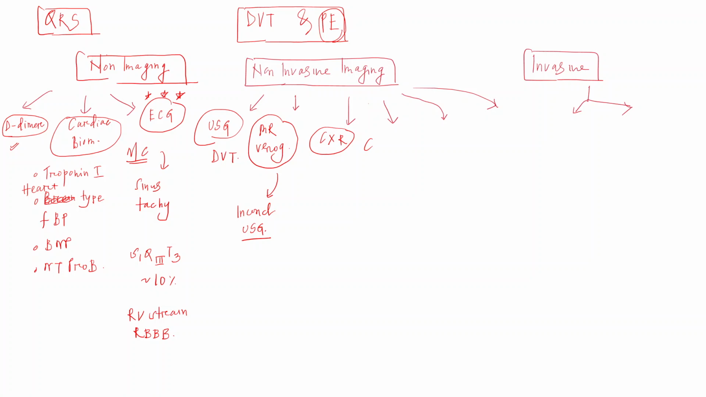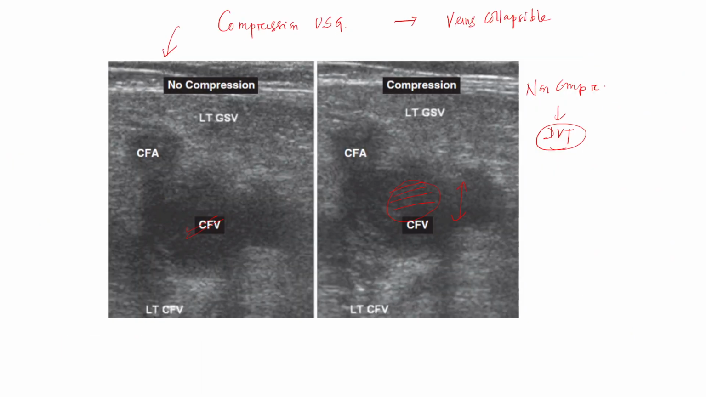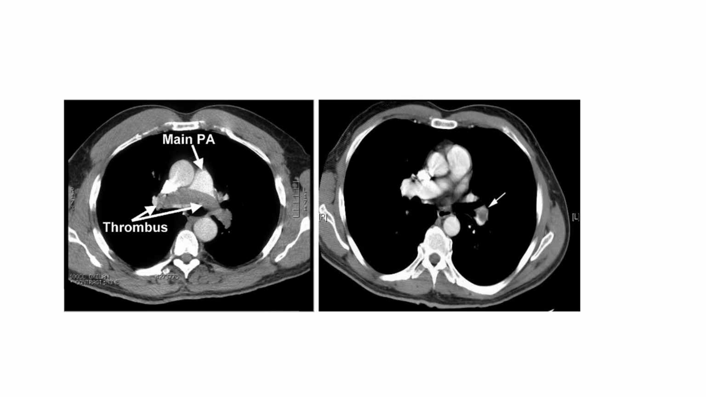Now the next thing is CT scan. This is the most important investigation, or the investigation of choice: CTPA, CT pulmonary angiography. In CTPA, you will find a filling defect in the pulmonary artery. This is the main pulmonary artery, and you can see this is a thrombus. Of course, it's a massive or saddle thrombus, and it is occluding the bifurcation of the main trunk.